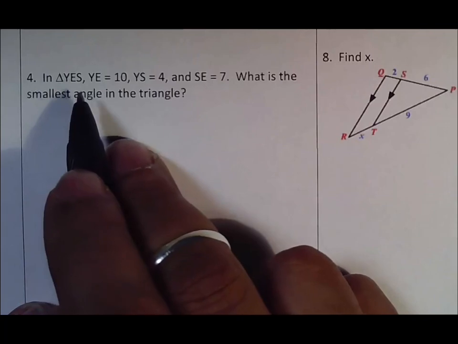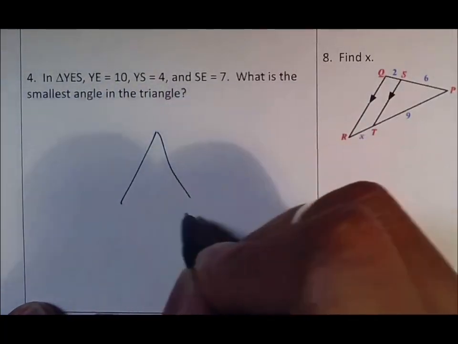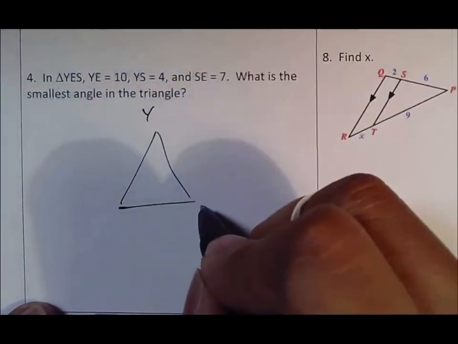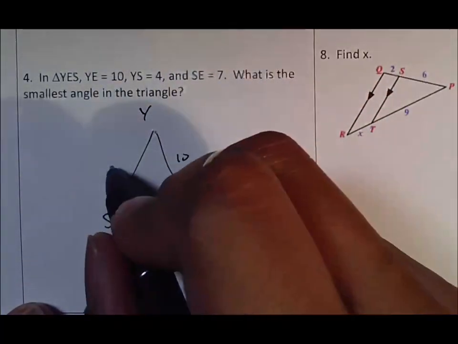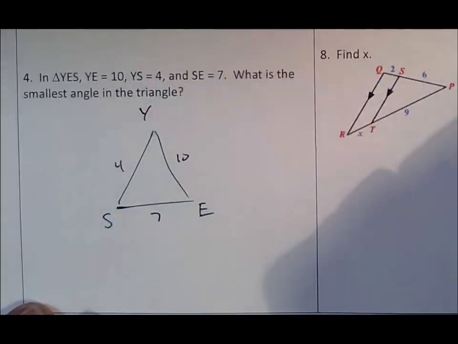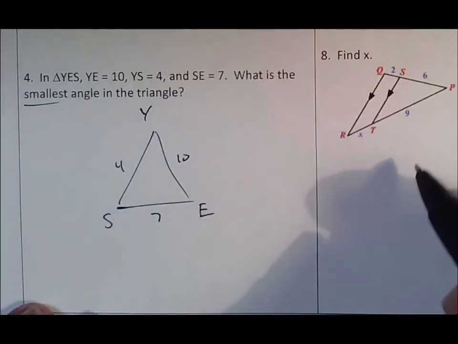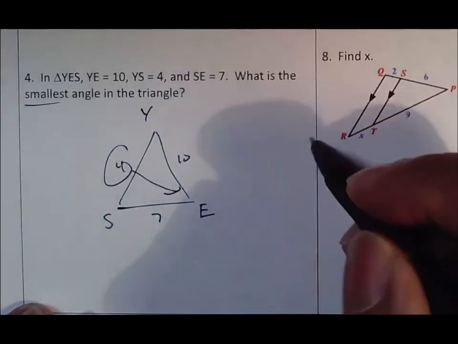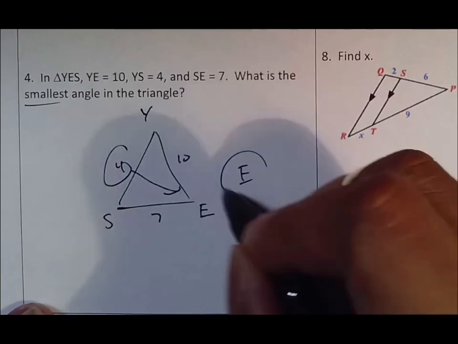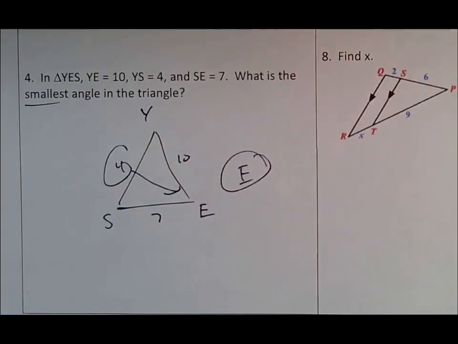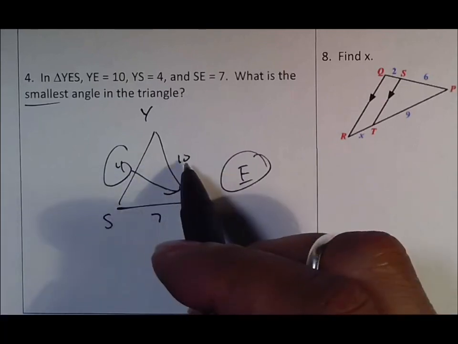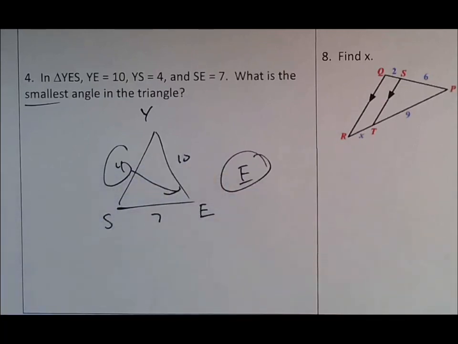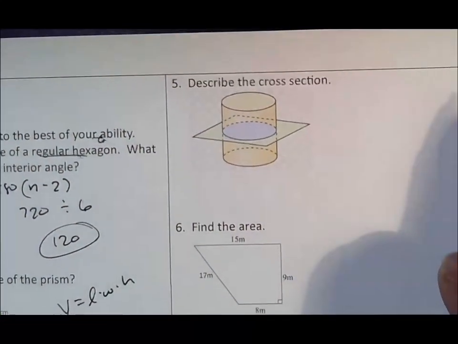Triangle YES, YE is 10, YS is 4. So in this problem, you should have drawn a triangle. YE is 10, YS is 4, SE is 7, and they want the smallest angle. Remember that your smallest angle is going to be across from the smallest side. E is your smallest angle because 4 is your smallest side. 10 being the biggest side means that S would be the biggest angle. But just remember that that relationship does occur that way.